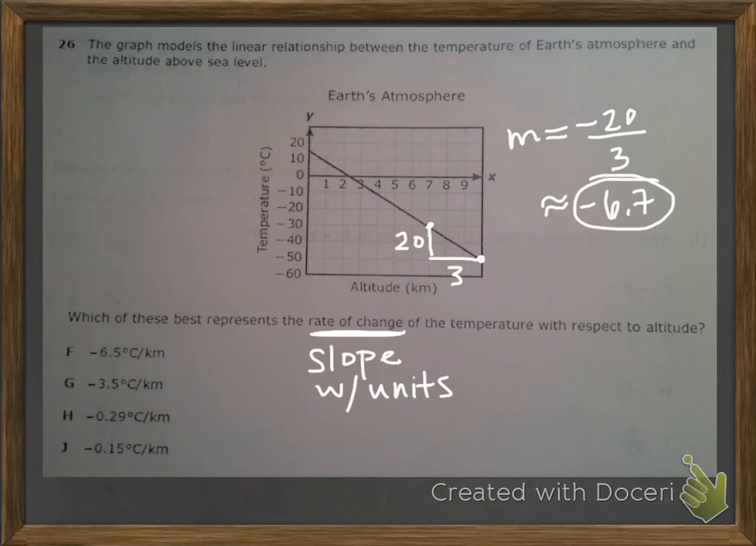So I'm looking for the answer choice that's going to be closest to this, and that's going to be answer choice F. If you flipped your X and your Y, or your rise and your run, it would be really easy to get another answer choice, and I guarantee they probably have that answer choice listed. So be really careful not to get tricked up.